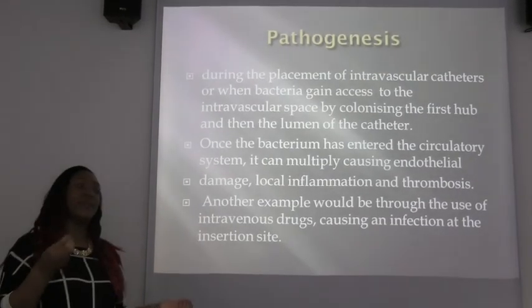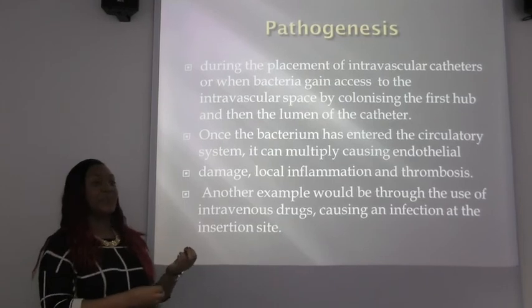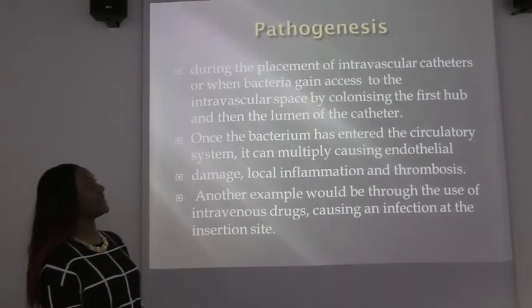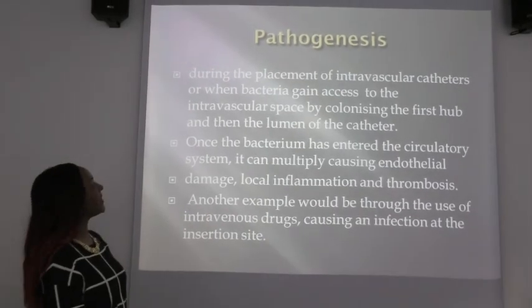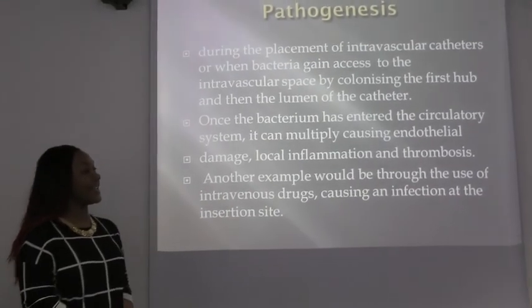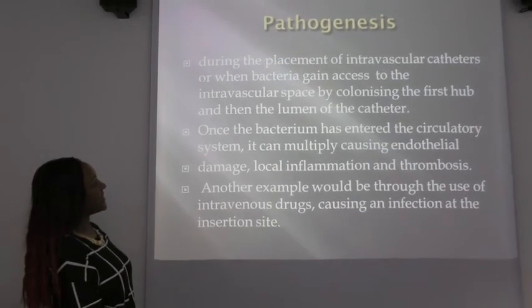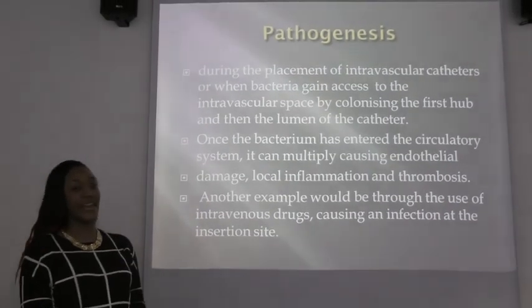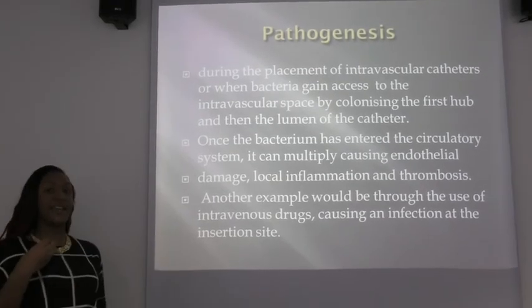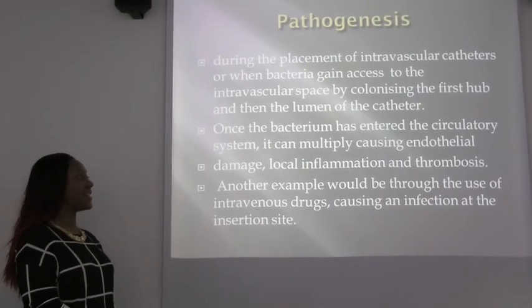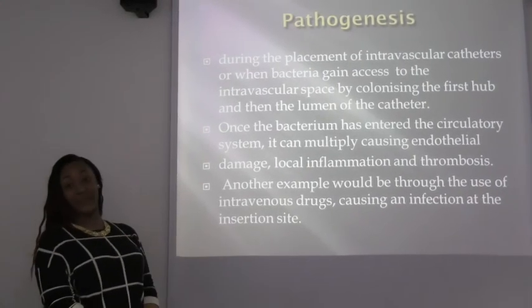This can happen when the bacteria breaks off during the placement of intravenous catheters, or when bacteria gains access to the intravascular space by colonizing the first half of the lumen of the catheter. Once the bacteria enters the circulatory system, it multiplies, causing endothelial damage.